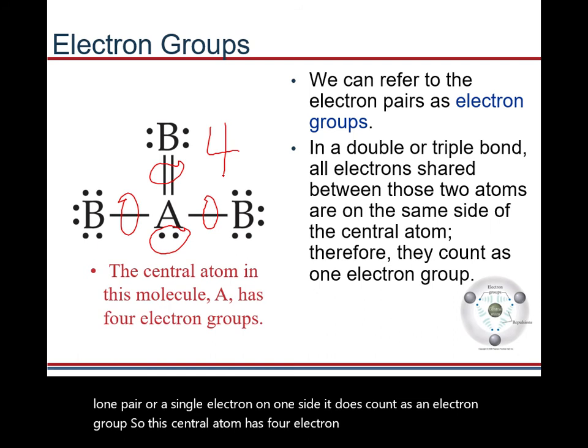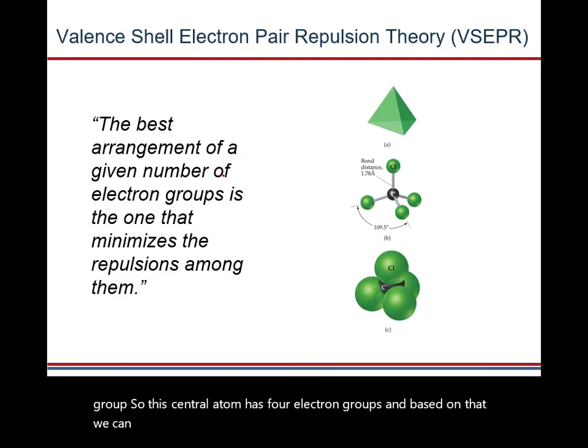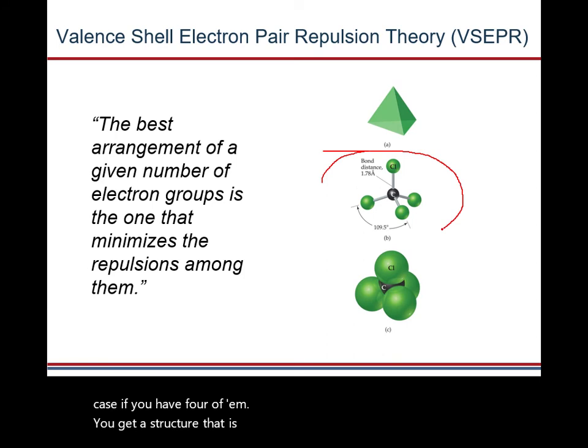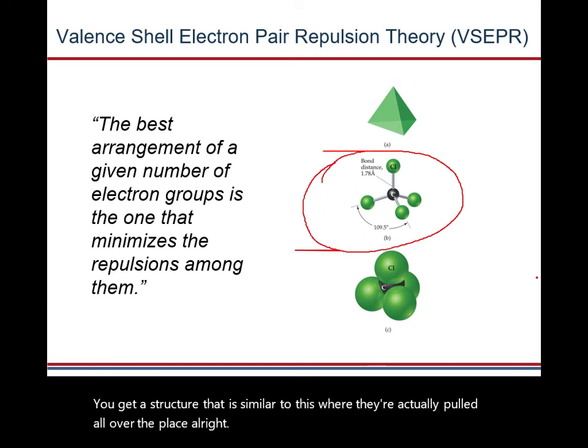And based on that, we can use the VSEPR model. So in this case, if you have 4 of them, you get a structure that is similar to this, where they're actually pushed all over the place, all right? Farthest away from each other.